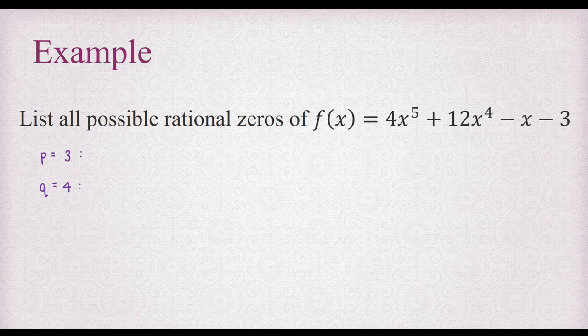So I want to find all the numbers that multiply to 3 and list them out. Well, 3 is a prime number, so 1 and 3 are the only ways to multiply to get me 3. Then I want to start listing all the ways to multiply to get me 4. Well, that would be 1, 2, and 4, because obviously 1 times 4 gets me 4, 2 times 2 gets me 4 as well. So with those numbers, now I can think about p over q to list all possible rational zeros.